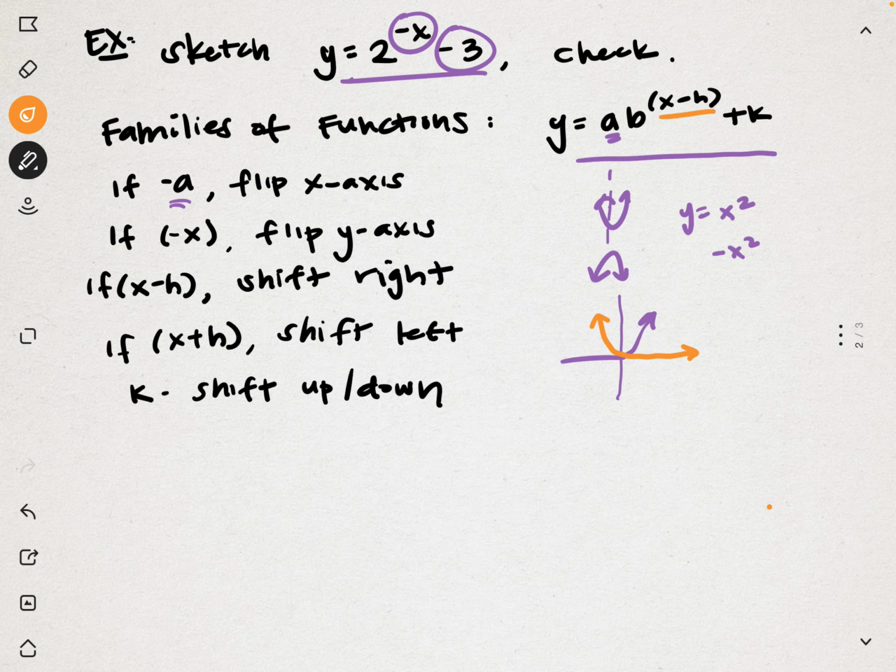And then the rest of the stuff inside of our parentheses. With our x, if we have a negative or minus h, then it actually goes right. So yeah, that's the weird one, right? You think that plus would go right and minus would go left, but it's actually flip-flop. And then the last thing, that k outside tells us if we're shifting up or down. So positive up, negative down.